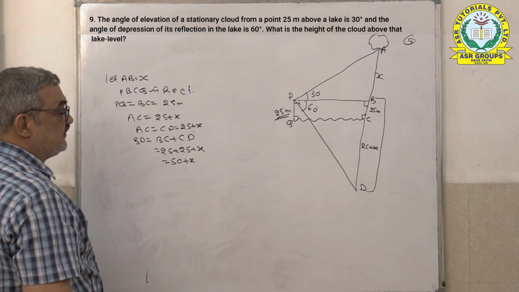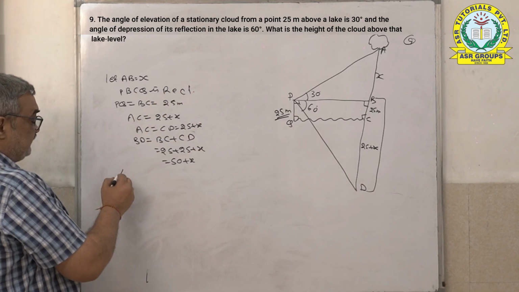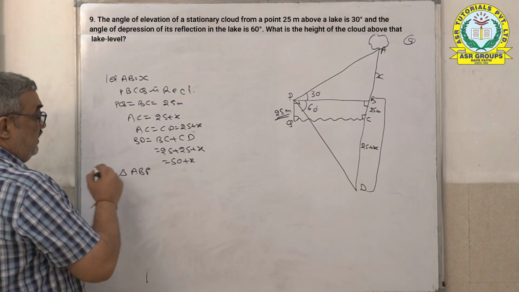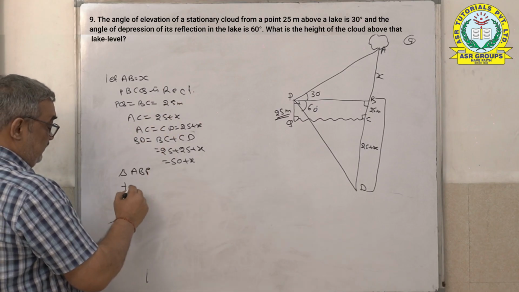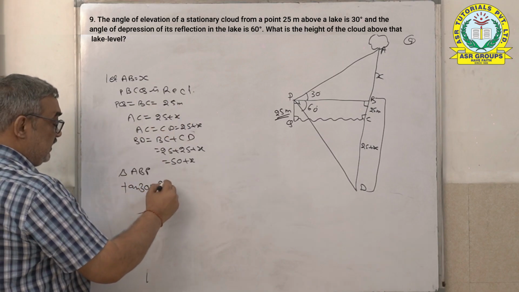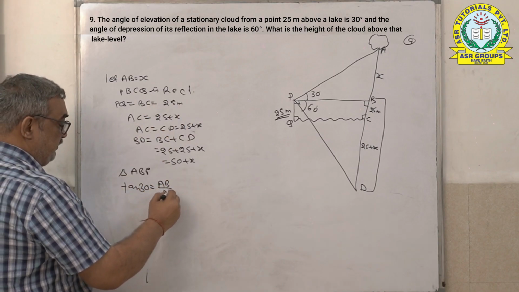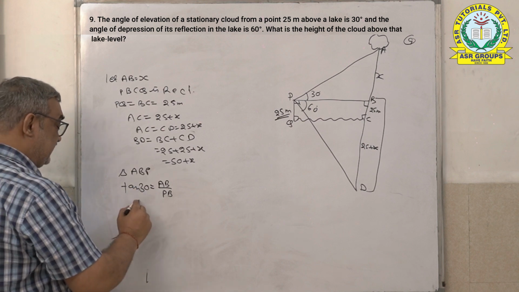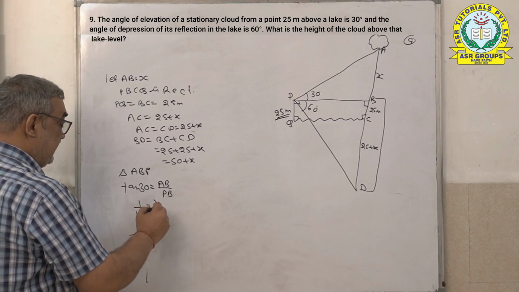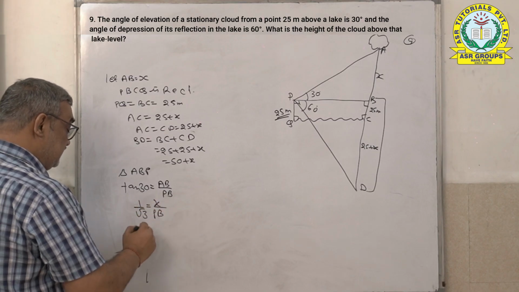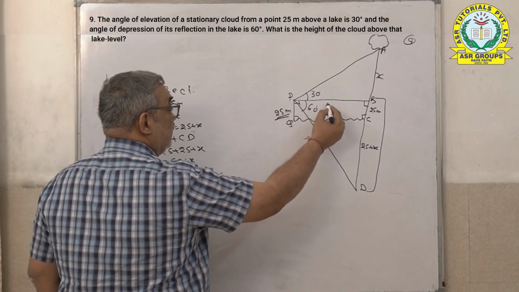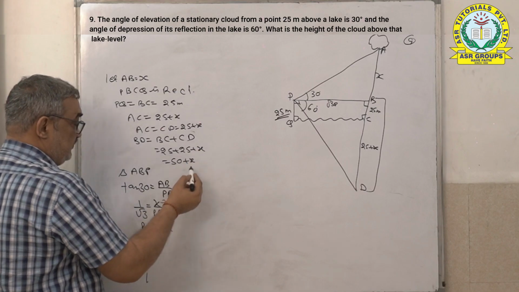Now, we'll start calculation. First, we'll take triangle ABP. Tan 30 equal to AB upon PB. Tan 30 is 1 over root 3, x upon PB. So, PB is root 3x. This I got, root 3x.